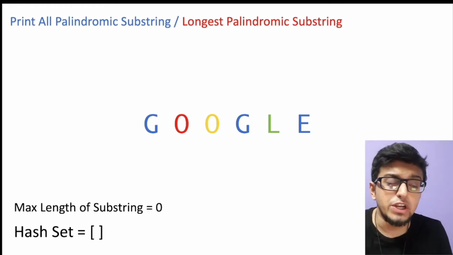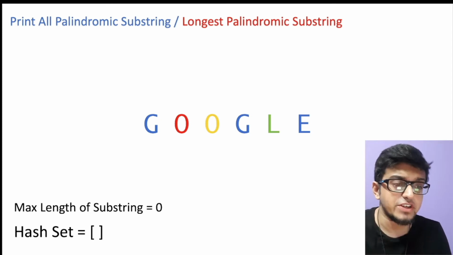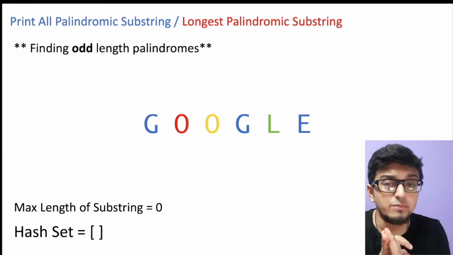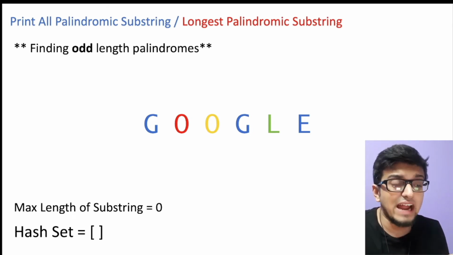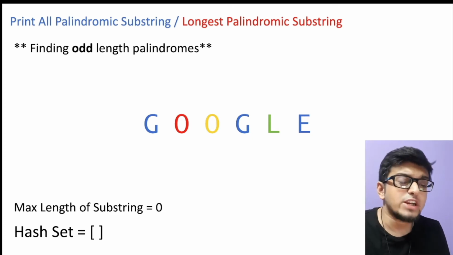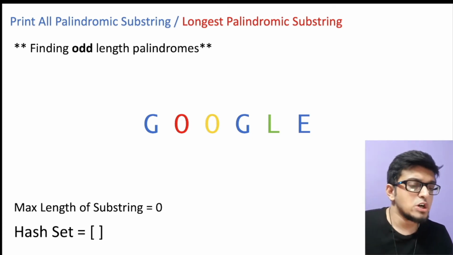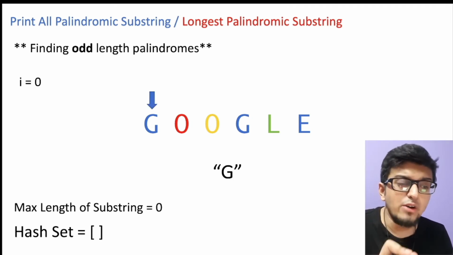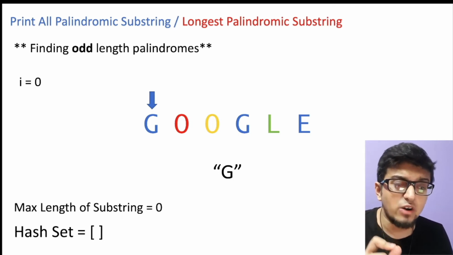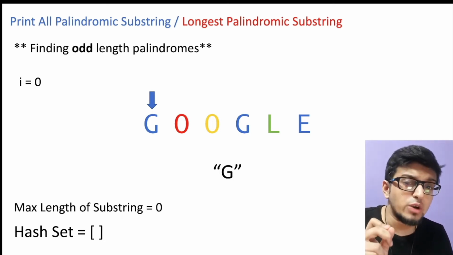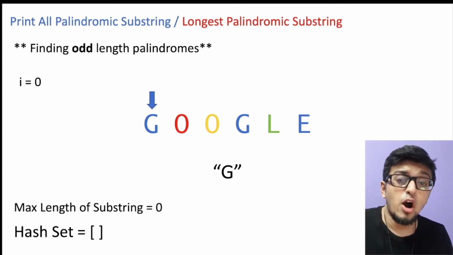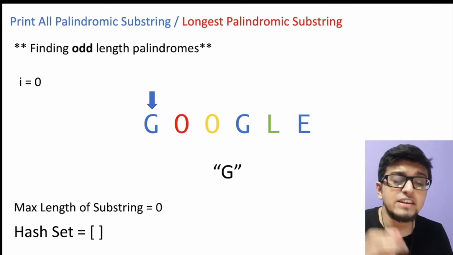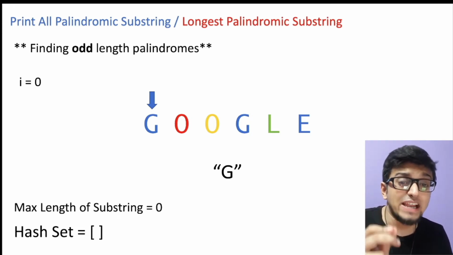As I have already told you, we have two types of palindromic substring. One is the odd length and another is the even length. For the first time, we will be finding all the odd length palindromes. So let's first calculate all the odd length palindromes. We'll start our iteration from I equal to 0. For I equal to 0, the first character that we encounter is G. And I have already told you that a single character is an example of both a palindrome as well as a substring. So this character G satisfies both our conditions of being a palindromic substring.